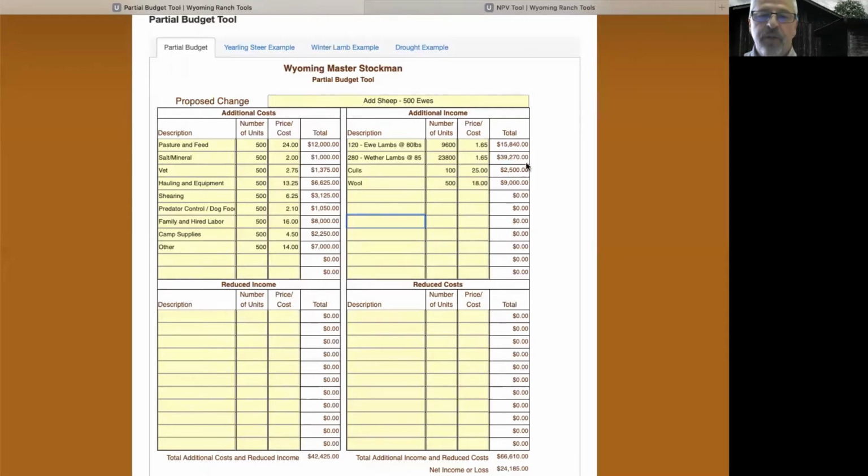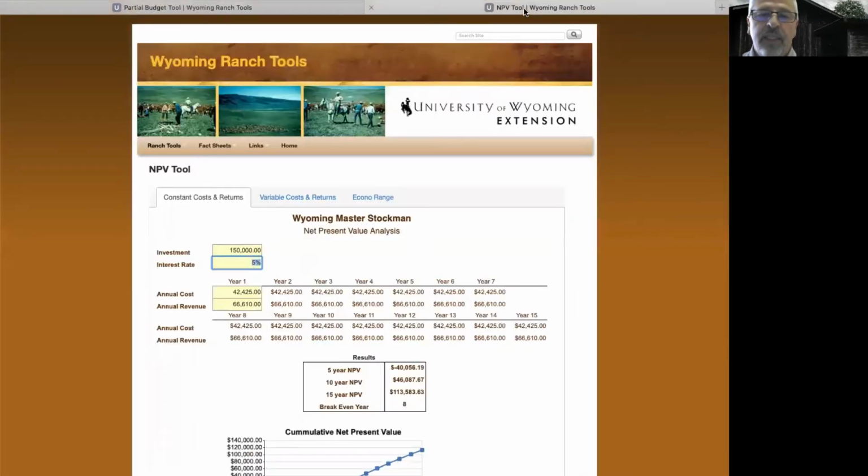The tool you would use to do that is the net present value tool on the Wyoming Ranch Tools site. And if we had an initial investment of $150,000, that's assuming it's going to cost us about $100,000 to buy those 500 ewes, as well as the cost of rams, the cost of camp, and other startup costs. So I estimated an initial investment of $150,000.